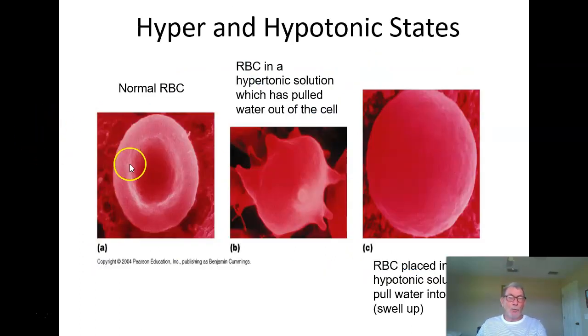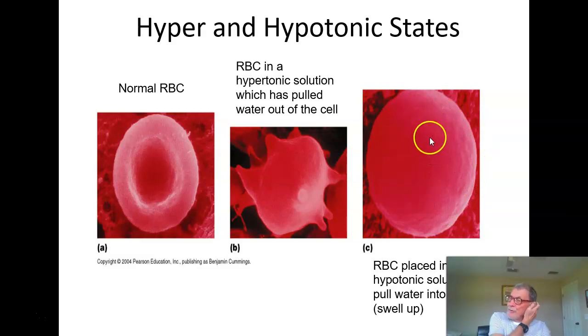Here we have a normal red blood cell. We've dropped it in some water that is hypertonic, and it sucked water out of the cell and caused it to collapse. But if you put it in a hypotonic solution, the tonicity out here is too low, the osmolarity in here is too high, and it sucks water in, and it swells up and pops.